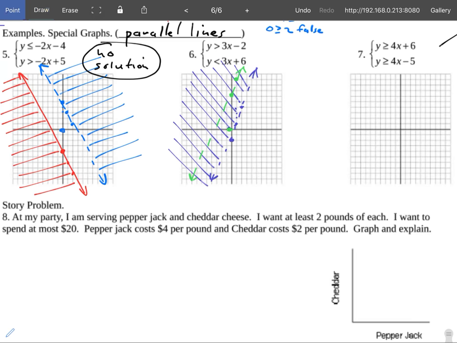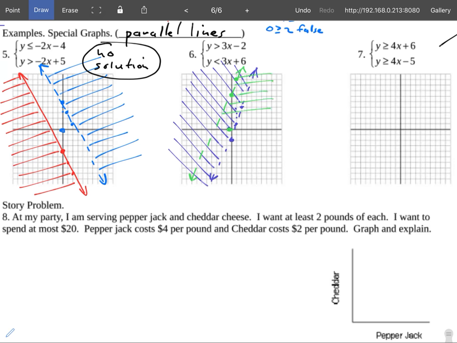Then I'm going to test 0, 0 again. So I test 0, 0 in the bottom inequality here, and that's going to say 0 is less than 3 times 0 plus 6. Well, that's true, because that's going to say 0 is less than 6. So since 0, 0 made it true, I want to shade the side of the green line where I picked the point. So I'm going to shade to the right of that line.